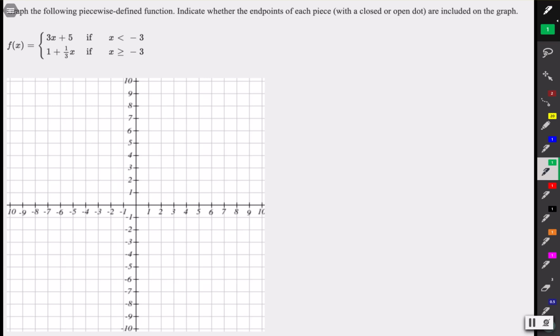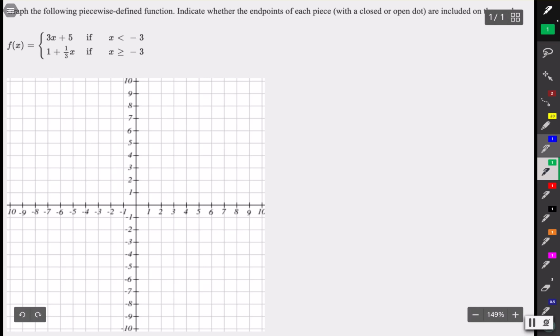Graph the following piecewise defined function. Indicate whether the endpoints of each piece with a closed or open dot are included on the graph. Well, anytime I approach the graph of a piecewise defined function, what I like to do is to consider it as two separate functions that have restricted domains.